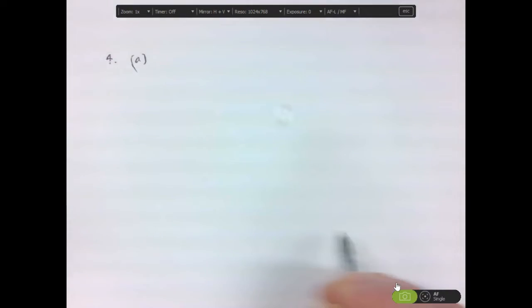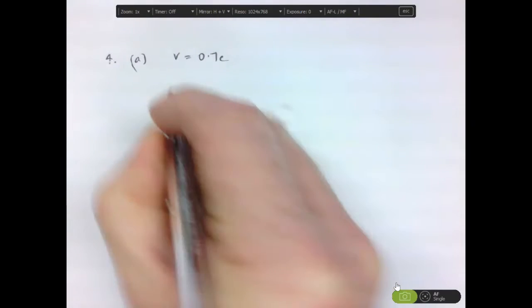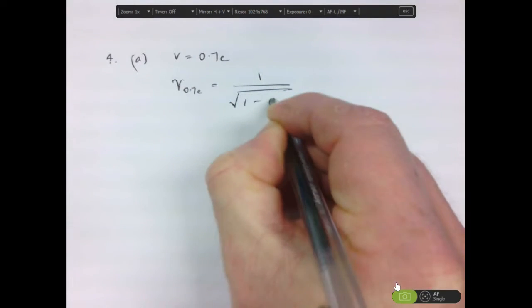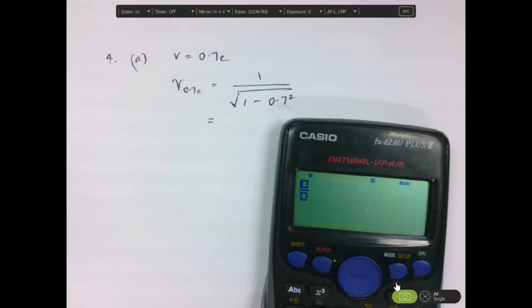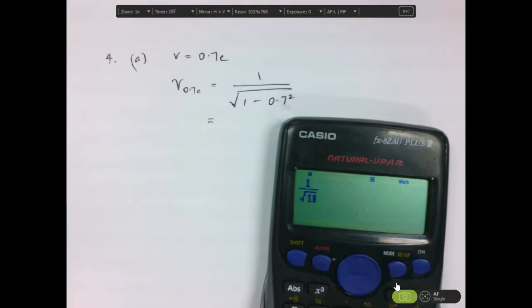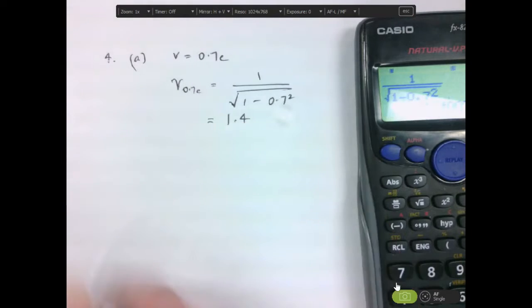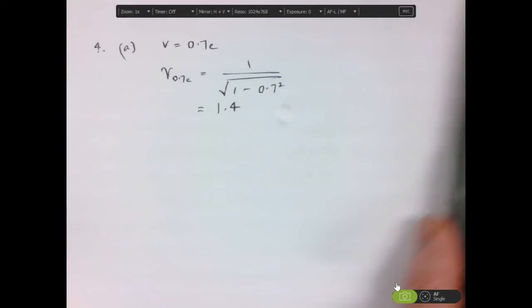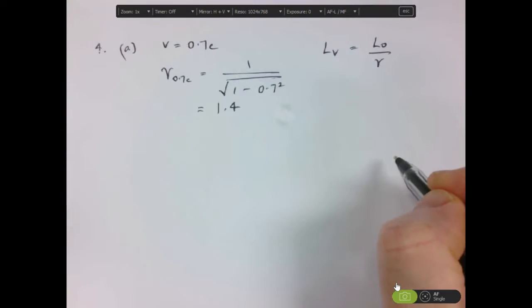So 4a. Now the first thing we need to do here is that our velocity is 0.7 c. So let's work out the gamma for 0.7 c. It will be given by this expression there. Let's type that in. So it is 1 over the square root of 1 minus 0.7 squared, and that's nearly exactly 1.4. Okay, we'll just make it 1.4. Rightio. Now, we need to work out the length. Now, we know that the contracted length is equal to the proper length divided by gamma.